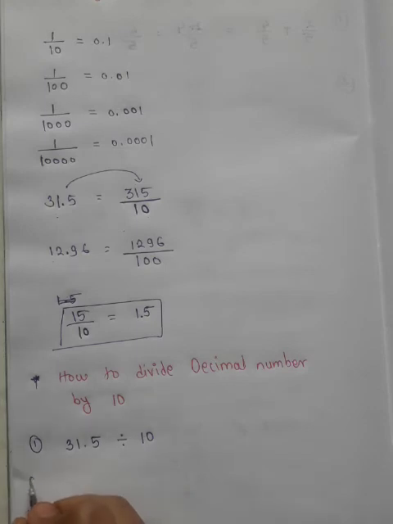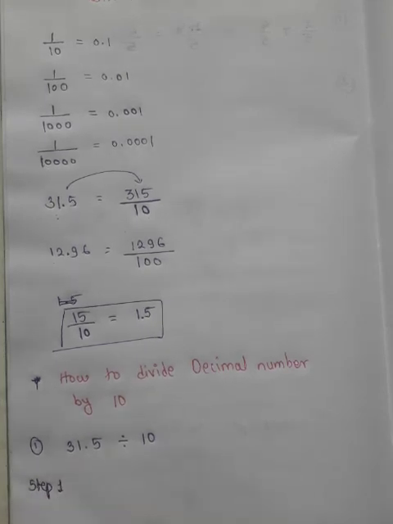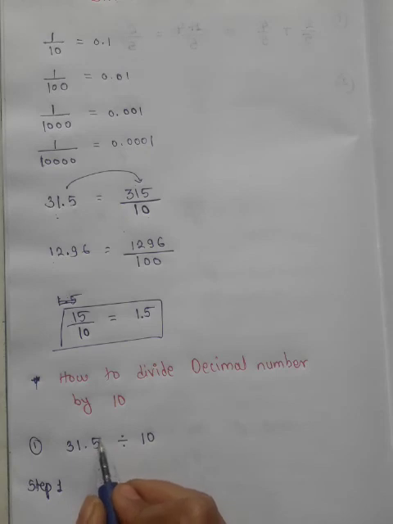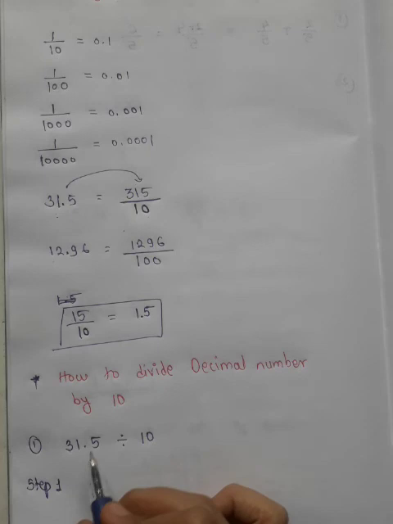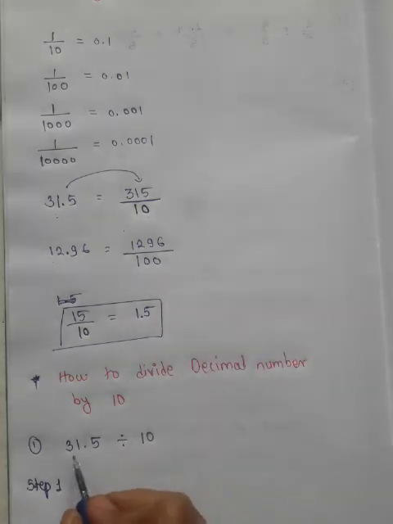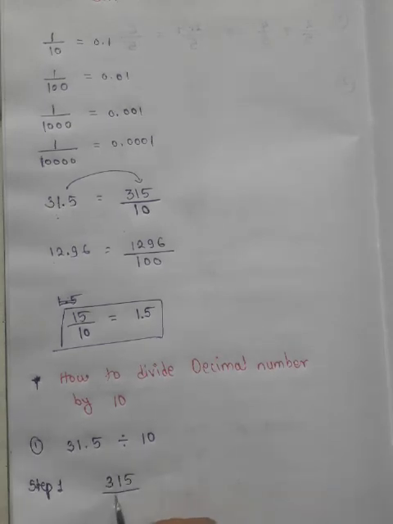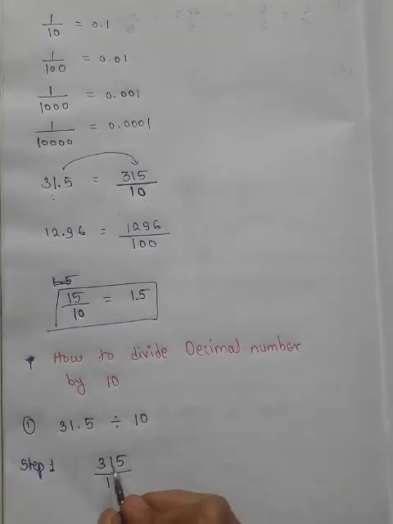So the first step is to remove the decimal point, which means we have to write the decimal number in terms of a fraction. As I discussed above, 31.5 can be written as 315 upon 10. There is one digit after the decimal point, so 31.5 can be written as 315 by 10. So what is our first step? First convert the decimal number into a fraction.